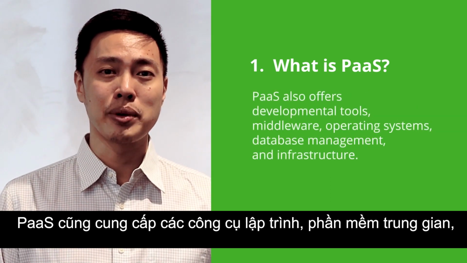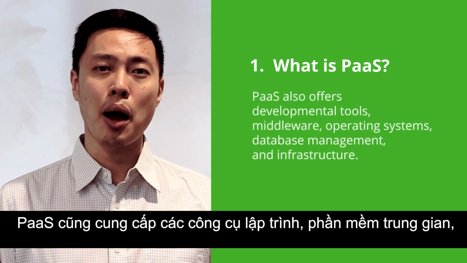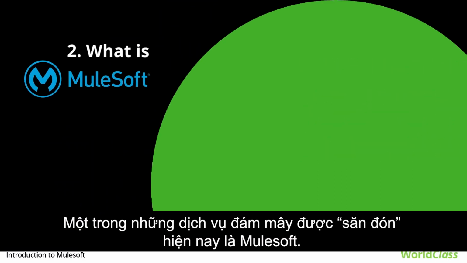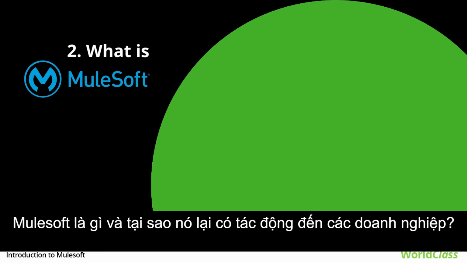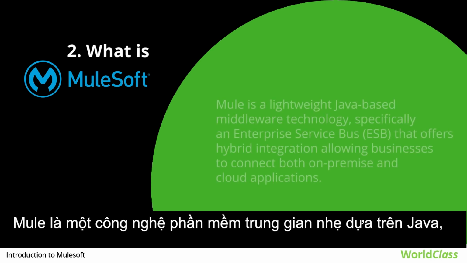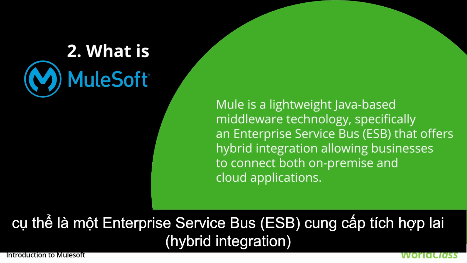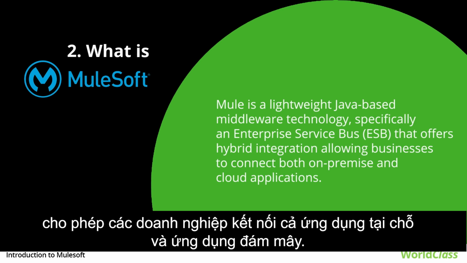PaaS offers developmental tools, middleware, operating systems, database management, and infrastructure. One of the in-demand cloud services nowadays is MuleSoft. What is MuleSoft and why is it making an impact on businesses? Mule is a lightweight Java-based middleware technology, specifically an Enterprise Services Bus or ESB, that offers hybrid integration allowing businesses to connect both on-premise and cloud applications.